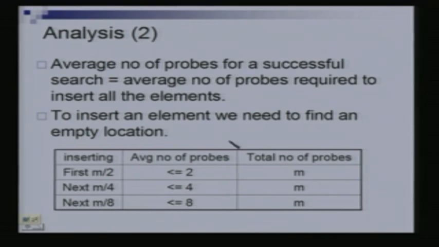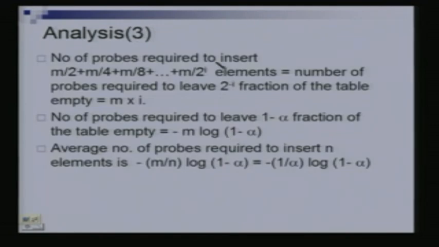Let's see what this means. The total number of probes required to insert m by 2 plus m by 4 plus m by 8 plus so on up to m by 2 to the i. What is the total number of probes required? For this, recall from the previous slide, I said m. For this also I said m. For this also I said m. So what is the total required for these? M into i, because each one of them is m, and this is 2 to the 3, 2 to the 2, and so on. So it's m times i. And after I have inserted all of these elements, how many locations are empty in the table?